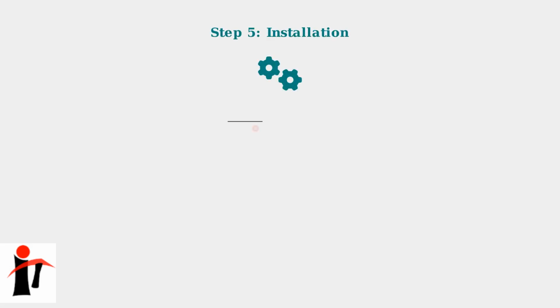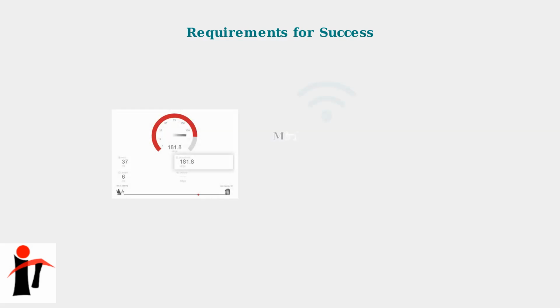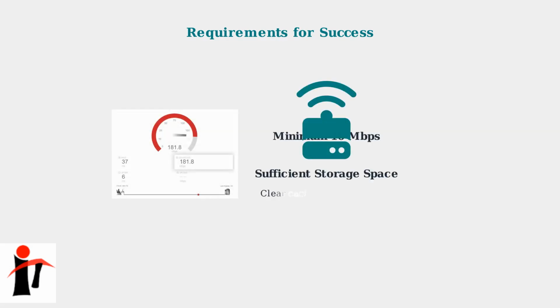After the download completes, your EETV box will automatically restart. The installation happens during this restart process and typically takes 10 to 20 minutes. Do not unplug the box during this time. For successful updates, ensure you have a stable broadband connection with at least 10 megabits per second download speed. Also, make sure you have sufficient storage space by clearing cache and old recordings if needed.